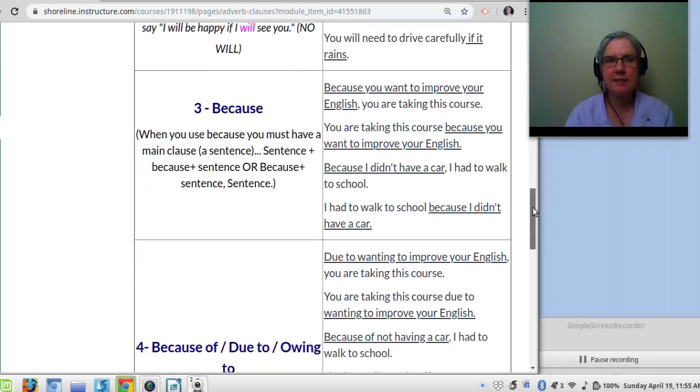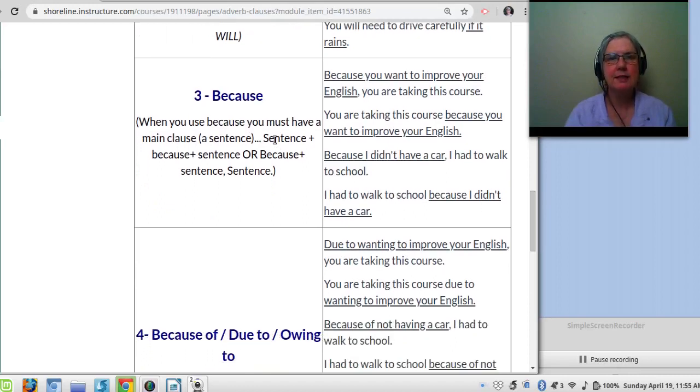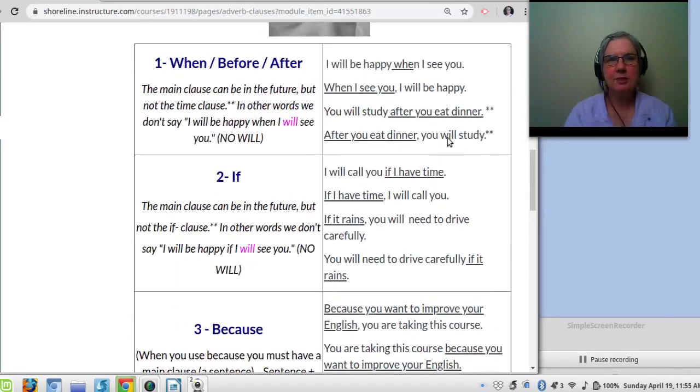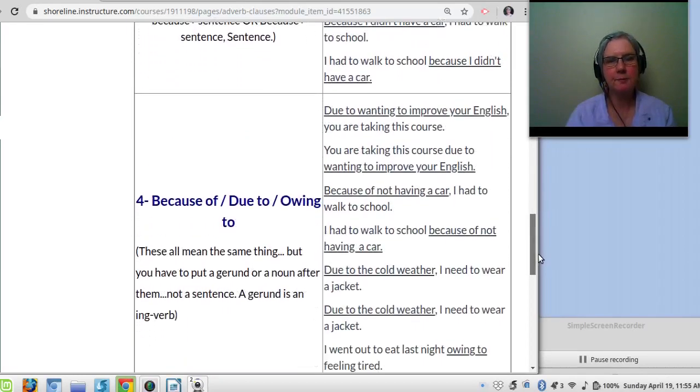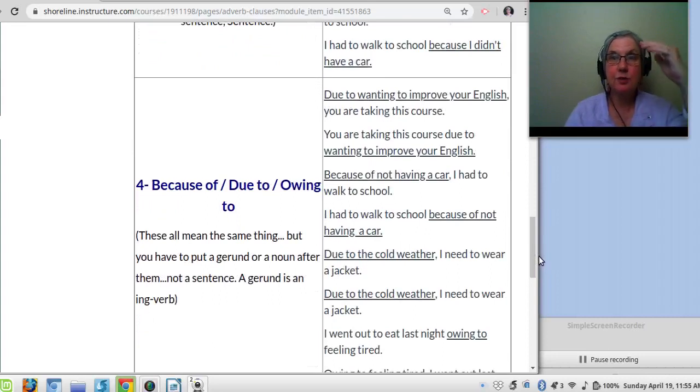So with because, the key point is you have to remember sentence plus sentence, or because plus sentence and sentence. Okay. So these two rules I told you about are different from because. And when we meet on Jitsi on Monday or Tuesday, I will explain this in more detail and answer your questions. Number 4. Now this one starts to get tricky.